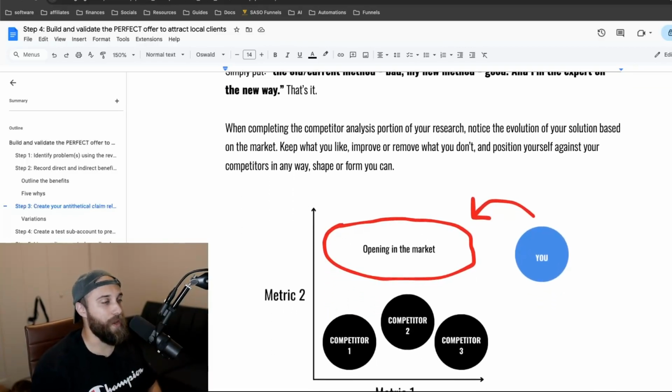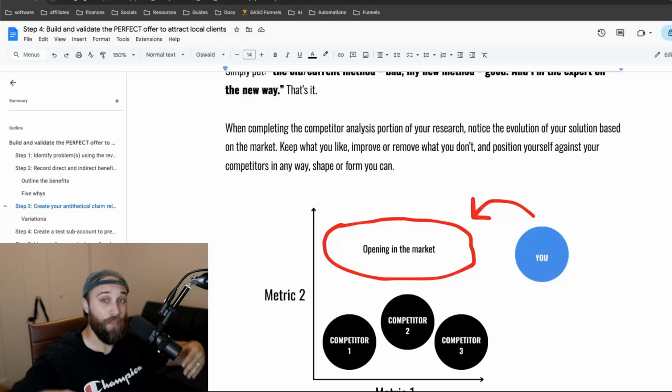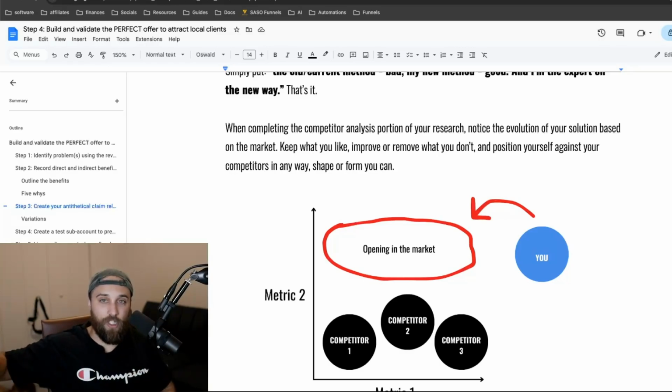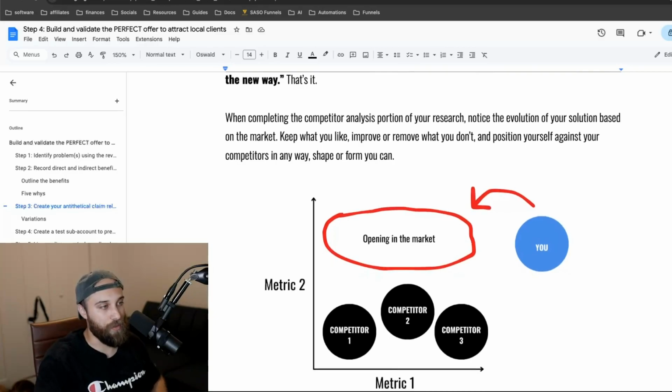Now, when you're completing the competitor analysis portion of your research, I want you to notice the evolution of your solution based on the market. So when you are looking at what your competitor's offering, and I told you in this previous training, keep what you like, get rid of what you dislike, and from there, you can position yourself against your competitors in any way, shape, or form. You don't need to be polar opposite. You just need to find something that you can position yourself against.